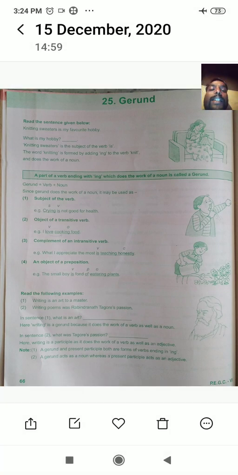Let us know the next rule. Complement of an intransitive verb. It is working as the complement of the sentence, especially in the form of an intransitive verb. What do you mean by intransitive verb? We are going to discuss that in the upcoming classes. But here you have to know it may be placed in the complement of the sentence. Here, what I appreciate the most is teaching honestly. Here, teaching is a gerund. It is placed in the complement of the sentence.